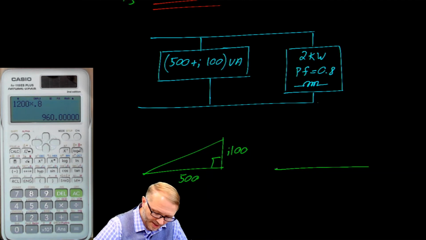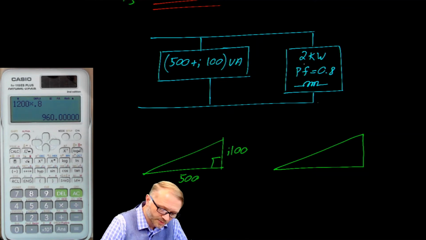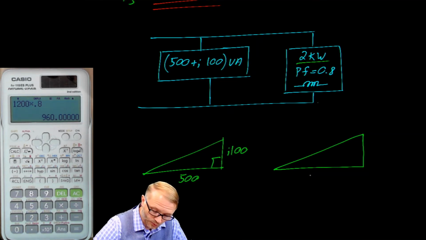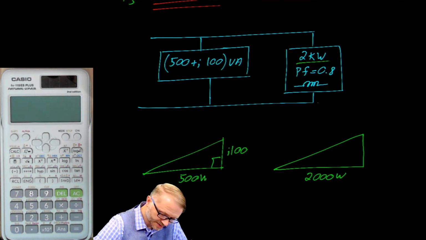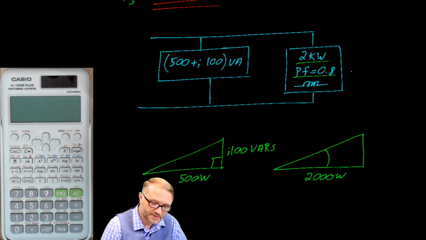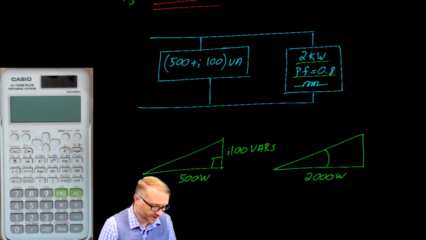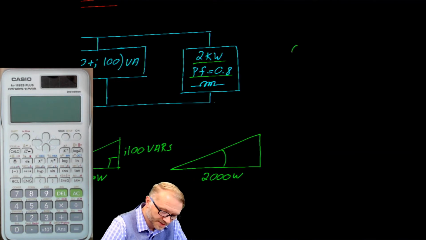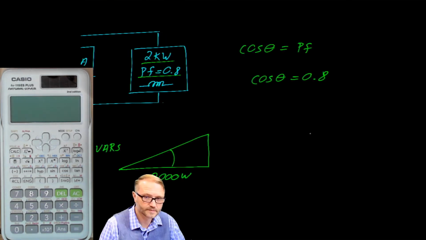The second load may also be described as a power triangle. This time we're told that there are 2,000 real watts. I should have put units in over here, so we have watts there, and these are vars. The angle is described by power factor is equal to 0.8. So you remember that cosine of theta is equal to the power factor. And this time we're told that cosine theta is equal to 0.8.